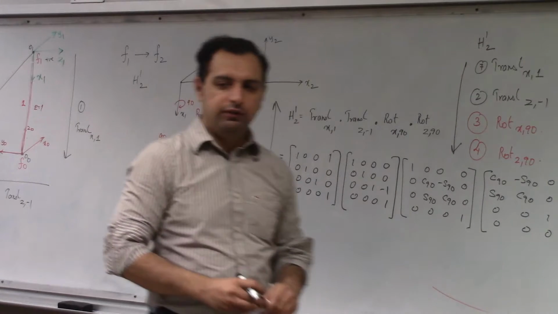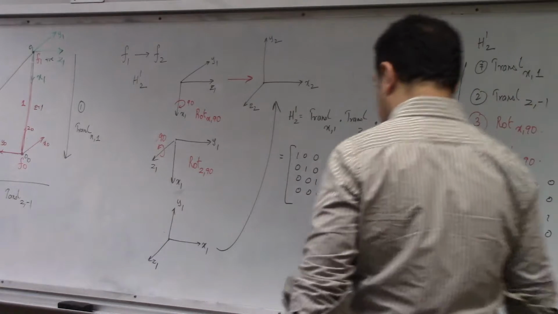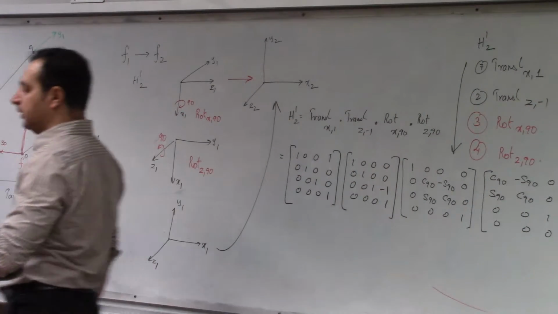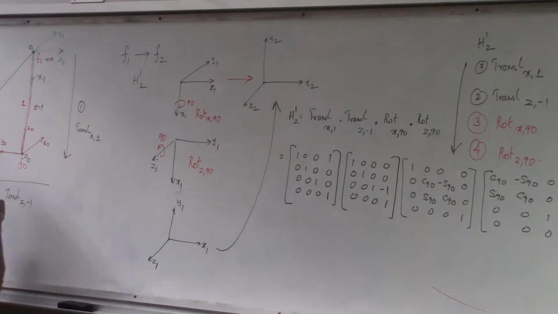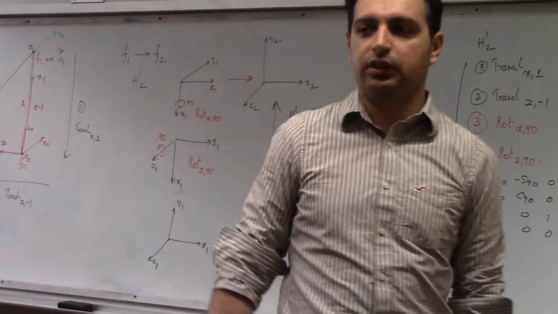So this is no different from R3 by 3. The only thing is you have another row and a column. All the same principles of fixed axis, current axis, everything applies to 4 by 4. The only thing that does not apply, as I mentioned, is the inverse of H. Inverse of H is not its transpose.